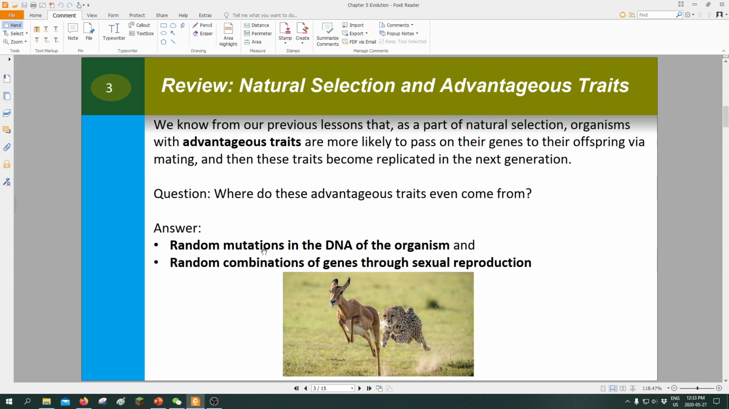Now, we mentioned it a little bit before, but we're going to be diving into this question: where do these advantageous traits even come from? There are two sources that we're going to be talking about today, class. Number one, the random mutations of DNA. That's going to be a big part. And the second part is going to be the random combination of genes through sexual reproduction. Those are going to be the two main topics of today.